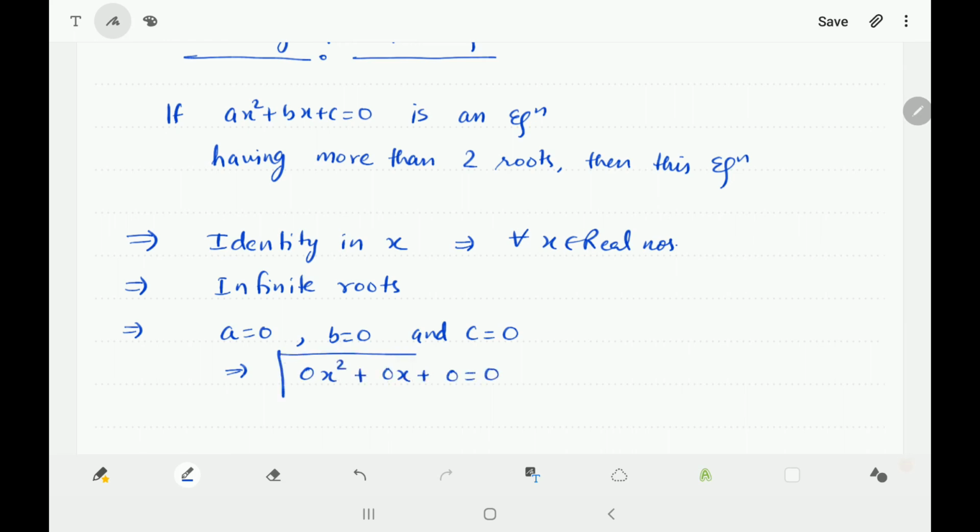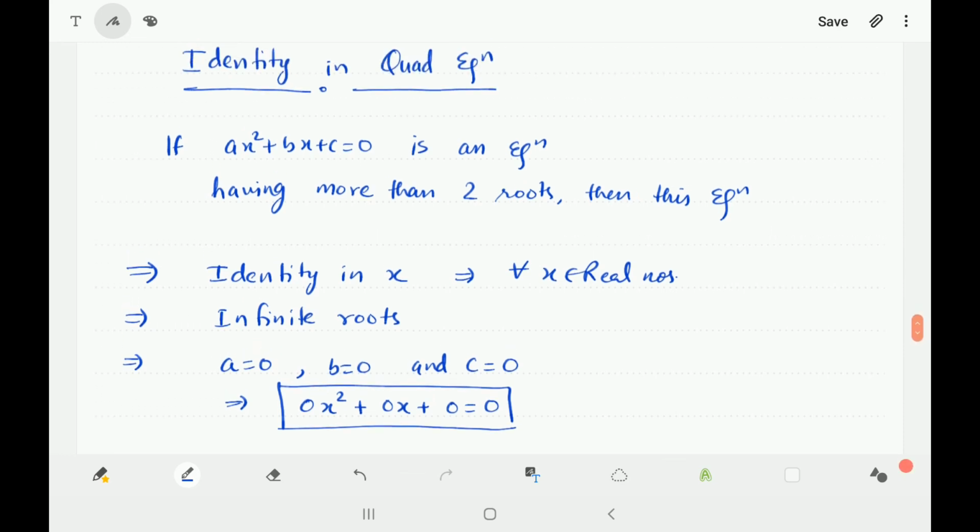Now in this equation, if you see clearly, you may be thinking, sir, you taught in the beginning that ax² + bx + c = 0 is a quadratic equation if a is not equal to 0. Now this concept of identity in quadratic equations appears because there are some equations that look like quadratic equations, but when you simplify them, you will get 0x² + 0x + 0 = 0.